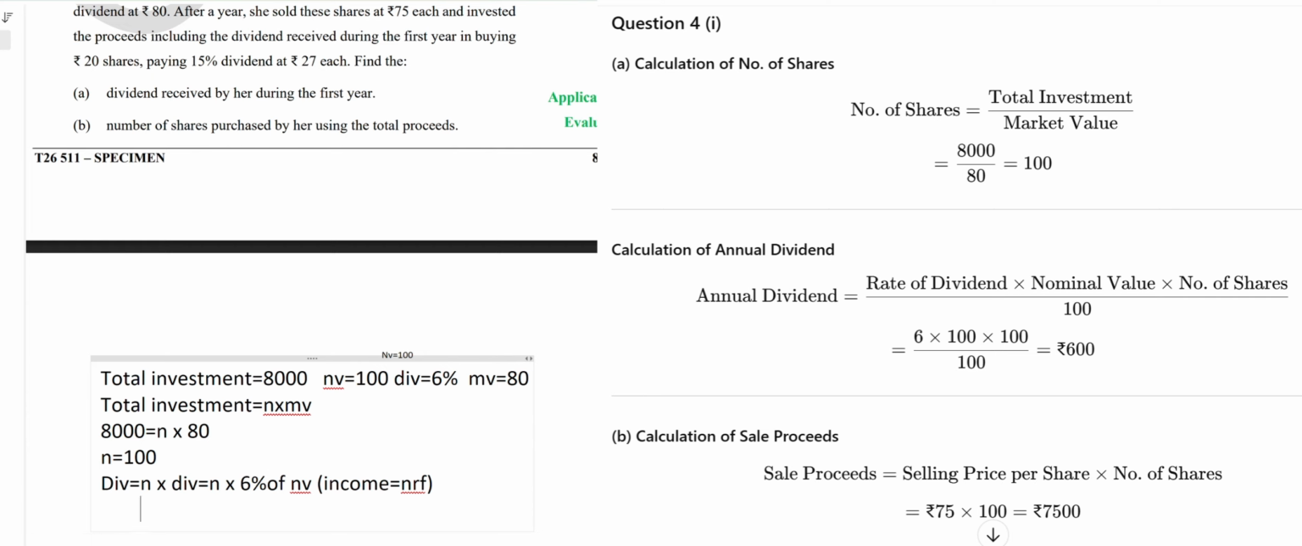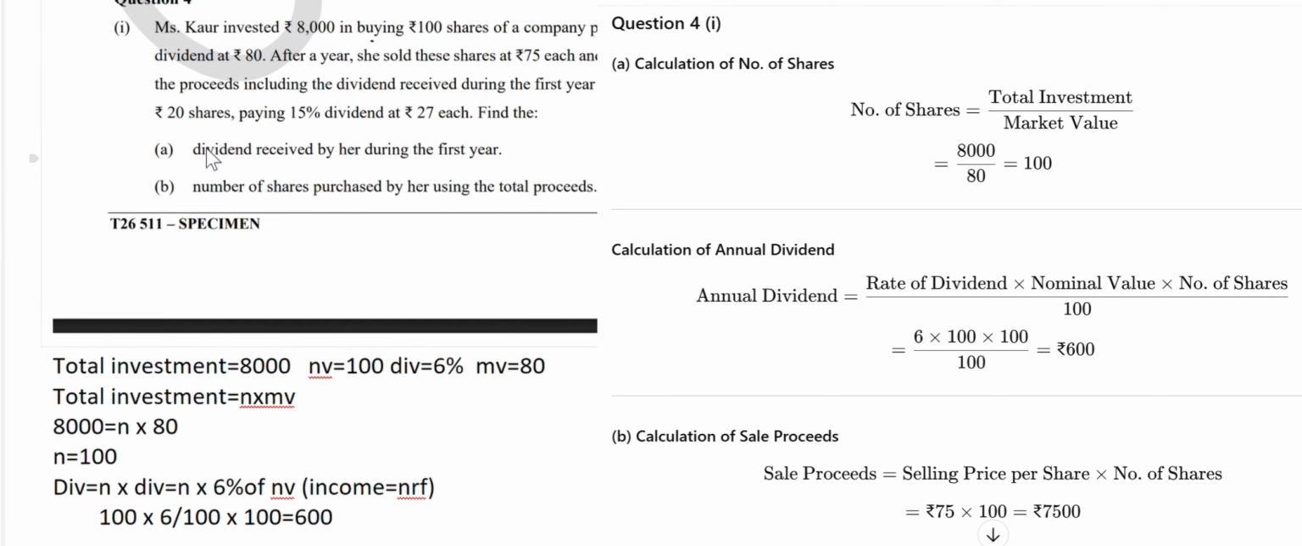Now, dividend equal to N into 6% of NB. Number of shares is 100, into 6% of NB, that is 6 by 100 into NB. NB is also 100. So this is 600. So the dividend is 600. Dividend received by her during the first year is 600.